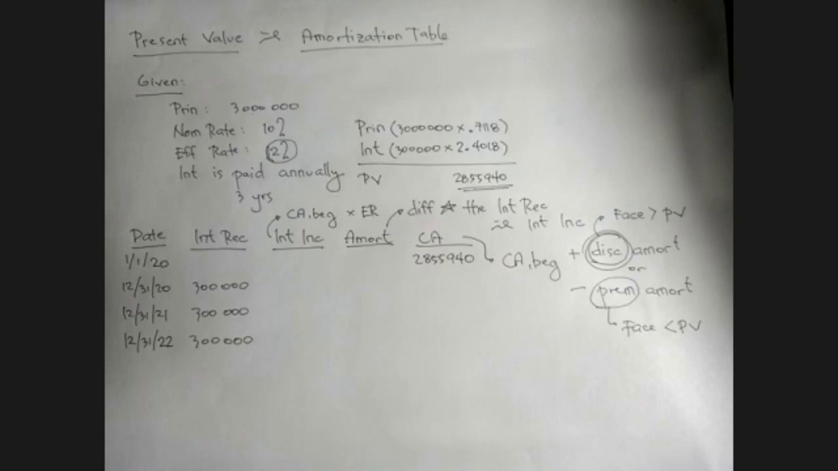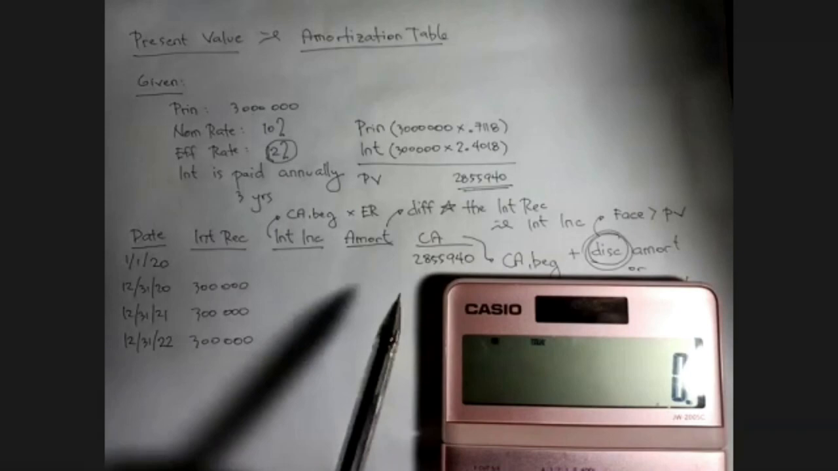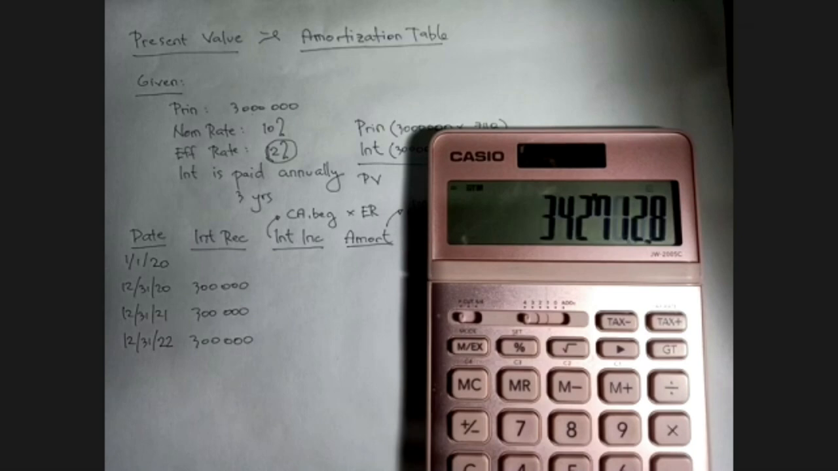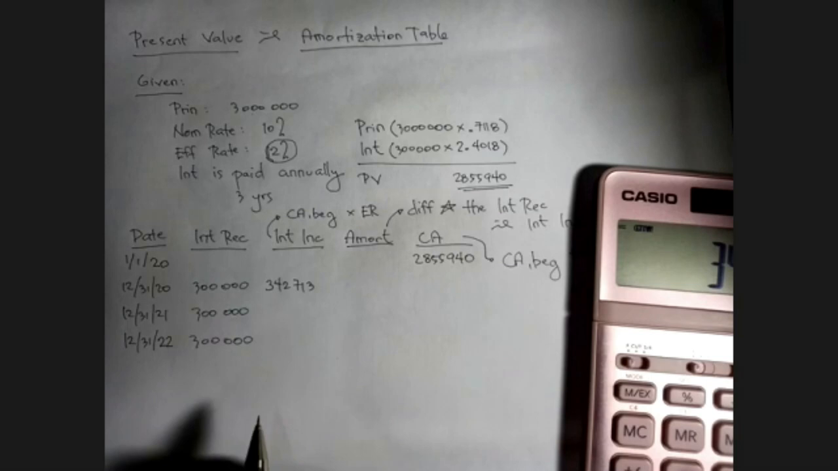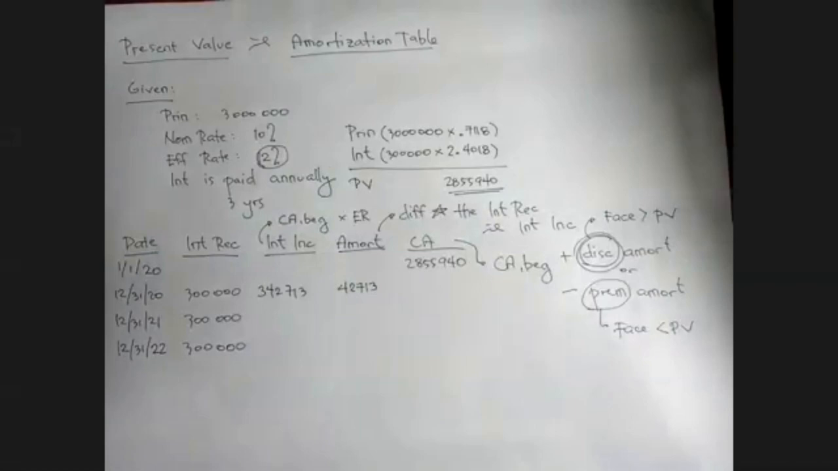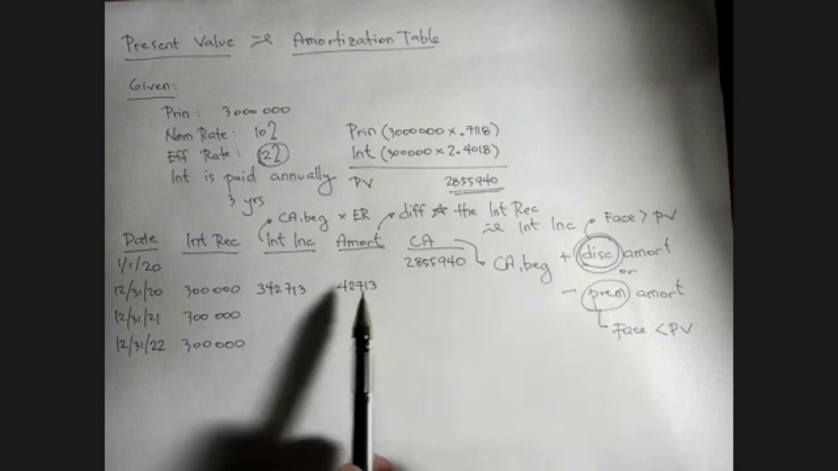So let's compute the interest income for the year 2020. That is equal to 2,855,940 times the effective rate of 12%. So that's equal to 342,713. Amortization is the difference between the two. So 342,713 minus 300,000, our amortization now is equal to 42,713. This is a discount. Therefore, if discount ito, this discount amortization now will be added to the carrying amount at the beginning.